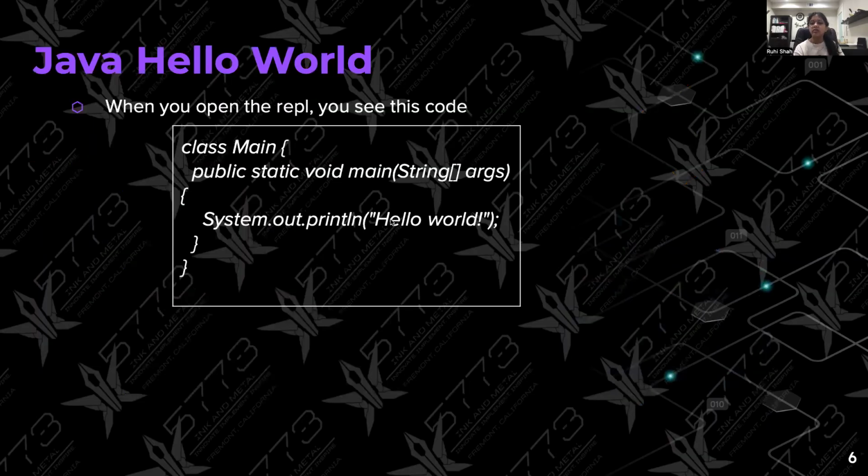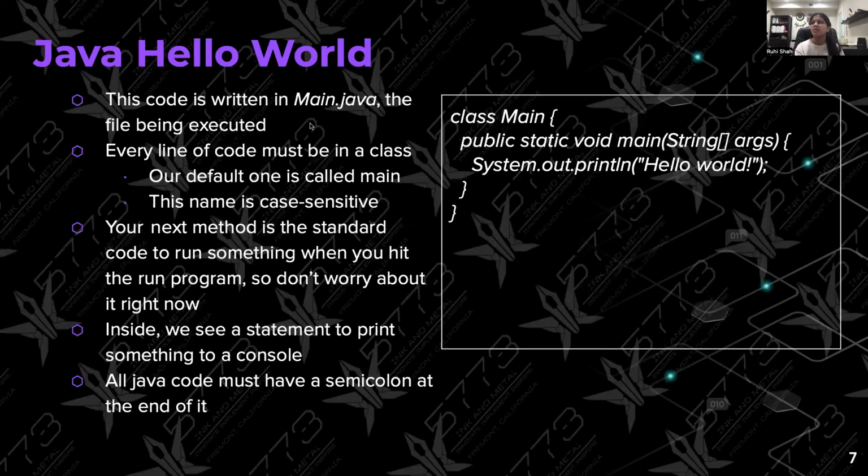Once you have started a project, you will see this code, which is just the basic code in any Java file. It shows that you have created a new class called Main, and then this is your main method, inside of which you're going to write all the code that you want to run when you press run.